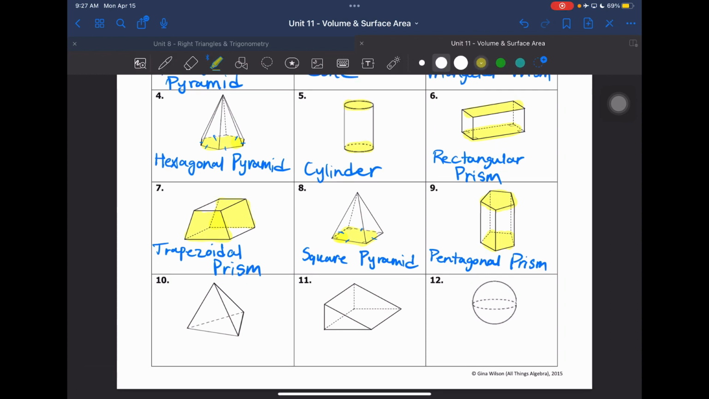Number 10, all the sides are meeting up at one point at the top. And so this would be our base. Usually the base is on the bottom, but depending on the way that the shape is given to you, it doesn't necessarily have to be on the bottom. But this one is, and that shape is a triangle. So we would call this a triangular pyramid.